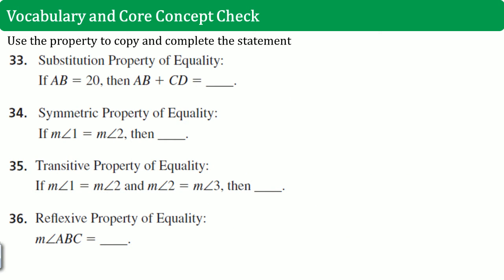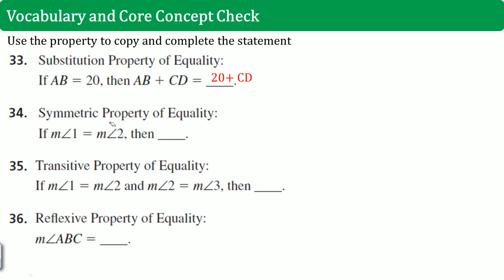Next, using the properties to copy and complete the statement. So I gave you the name. Now you just have to complete the statement based on the name. Substitution property. You're going to replace, right? Substitute. If A equals 20, then A plus CD is equal to what? Well, we know that A is going to be replaced by 20. So this becomes 20 plus CD because we replaced A by 20.